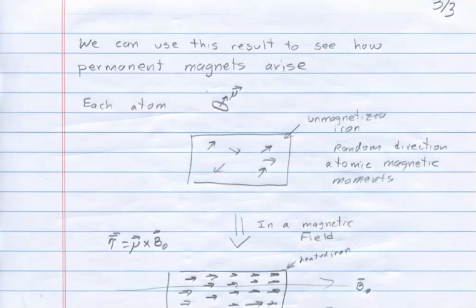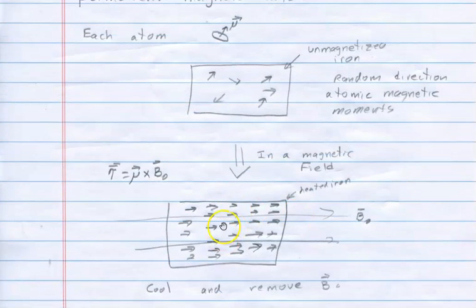But if I put them into an external magnetic field, B naught, what happens? There's a torque on each one that causes them to align with the field lines at that point. If you wait some period of time, you get an alignment like this. Now, if you turn the field off, the atoms are jiggling around because of temperature, so they'll get knocked out of alignment pretty quickly in general.